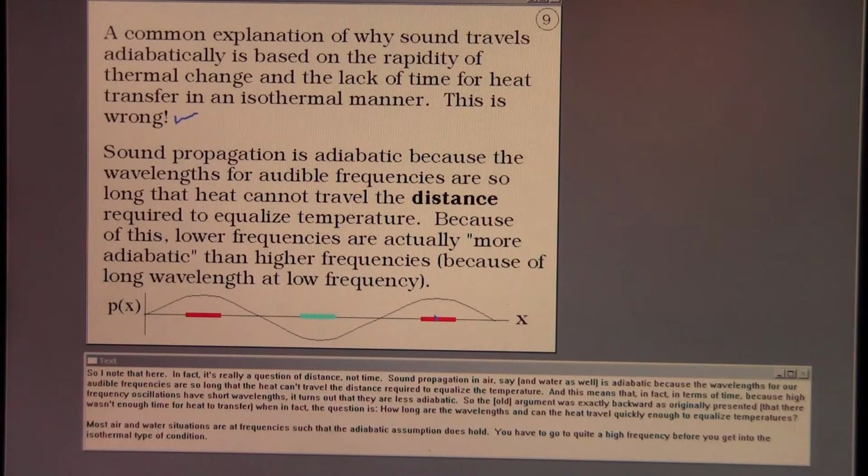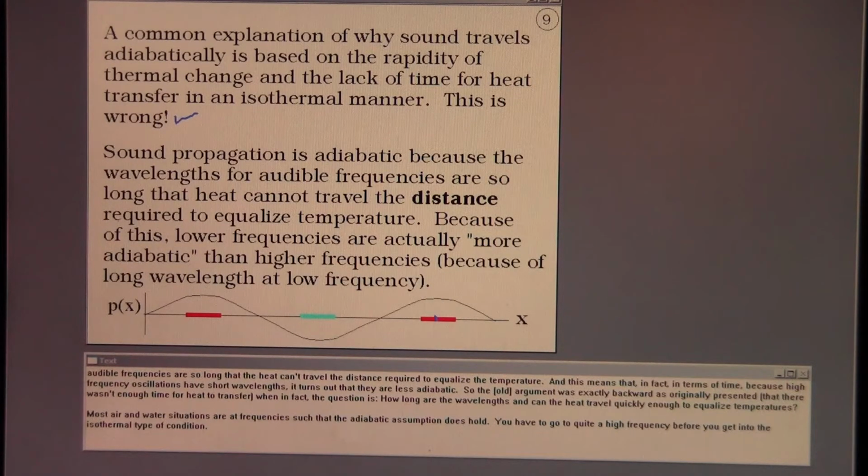So the argument was exactly backwards as it was originally presented, that there wasn't enough time for heat to transfer, when in fact the real question is how long are the wavelengths and can the heat travel quickly enough to equalize temperatures. Most air and water situations are at frequencies such that the adiabatic assumption does hold. You have to go to quite a high frequency before you get into the isothermal type of condition.